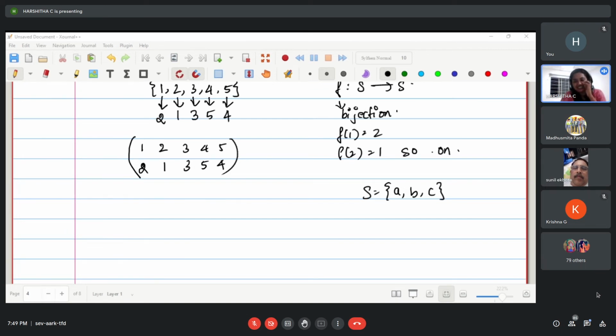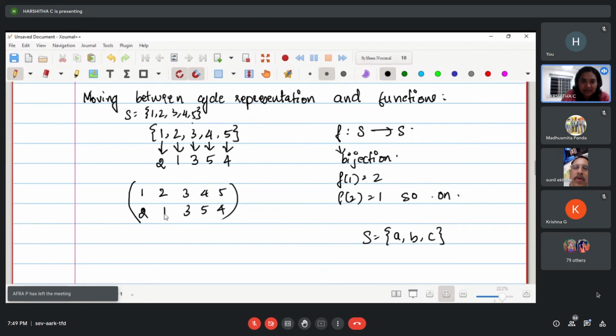You can take any set, a finite set, and you take the set of all bijections from it. Okay, so going back to what we were trying to do.